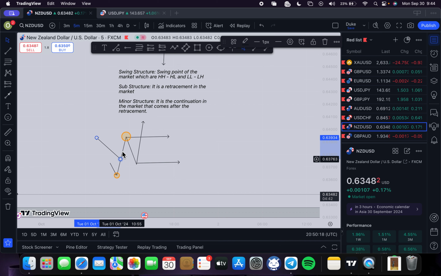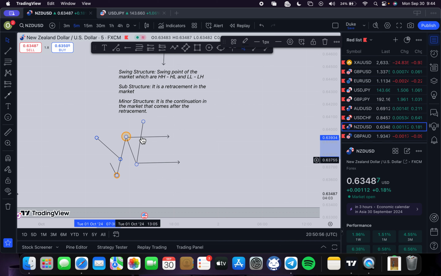Remember when I was teaching you guys about your higher highs and higher lows. In order to validate this higher high properly, this higher low has to break here properly. This break that happens here is called break of structure, break of market structure. And also your minor structure, which is the continuation after this substructure, which is the retracement, stops at this particular spot.